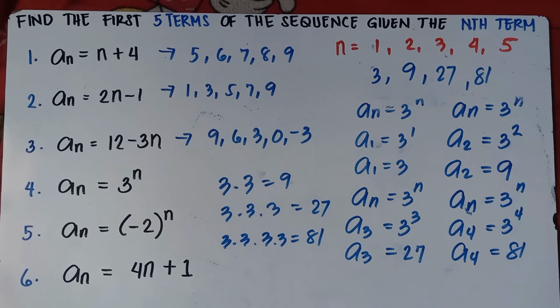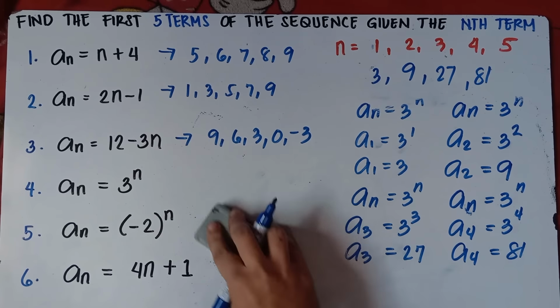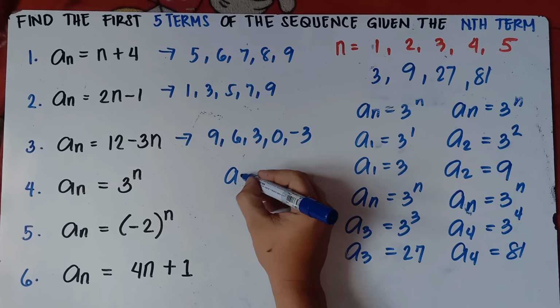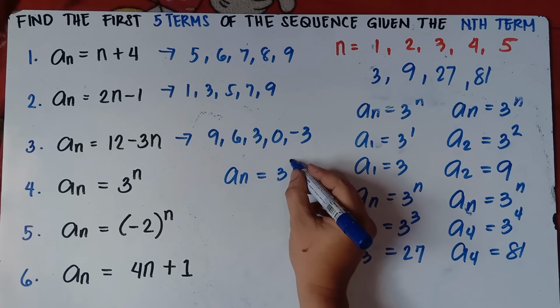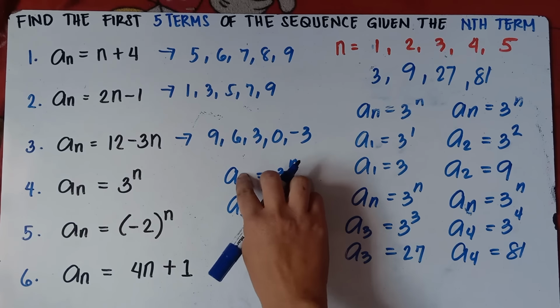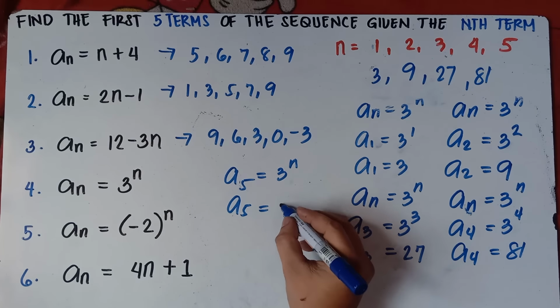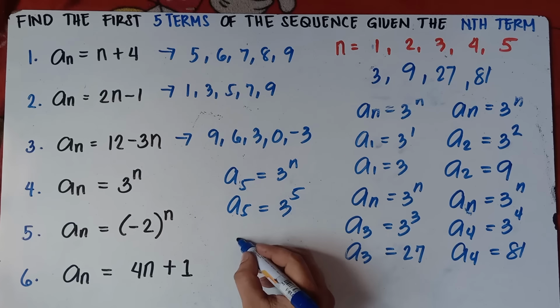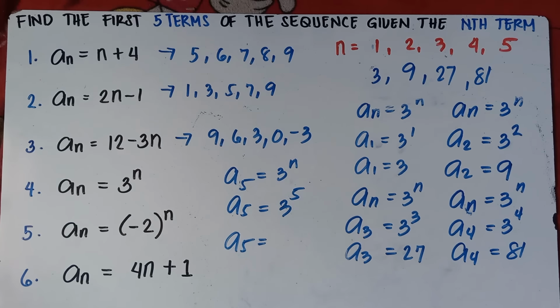81. Alright, then lastly, a sub n equals 3 raised to the power of n. So a sub 5 equals 3 raised to the power of 5. So a sub 5 will be 3 raised to the power of 5. So if 3 multiplied by itself 4 times is 81, we multiply 81 by another 3. Let's check what will be the answer.